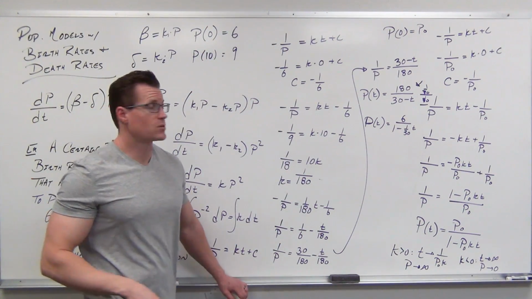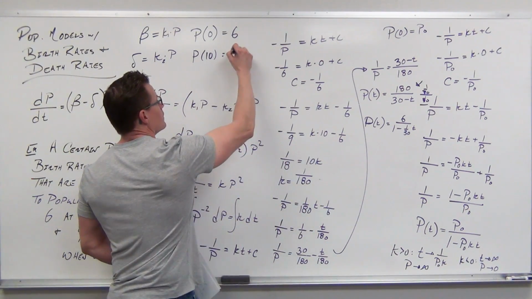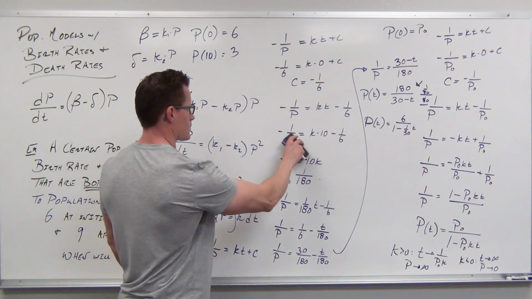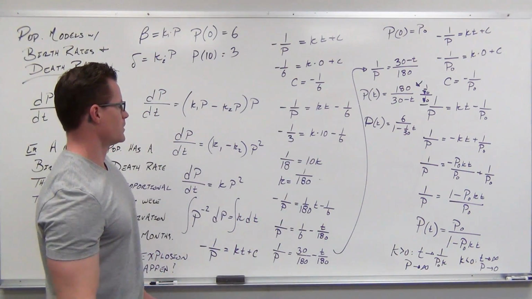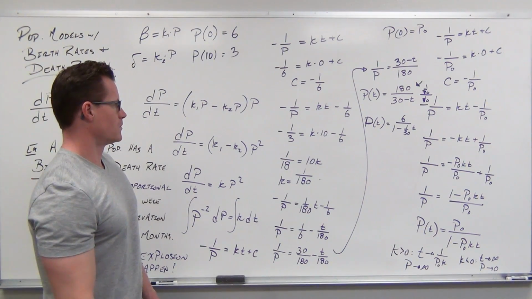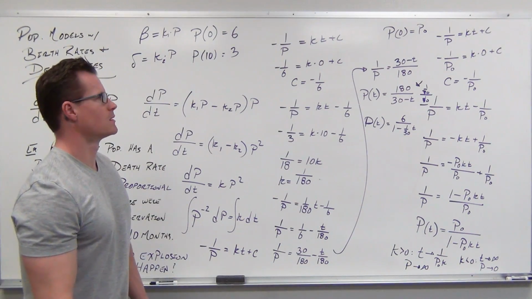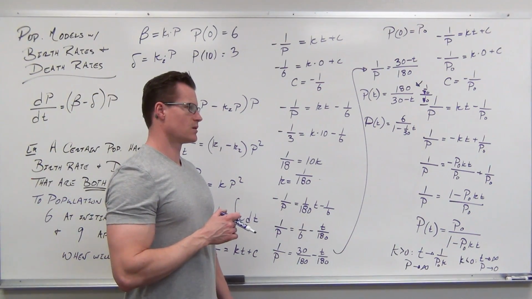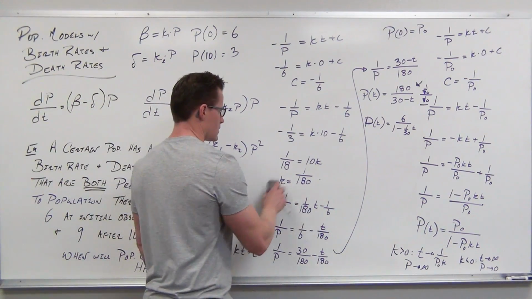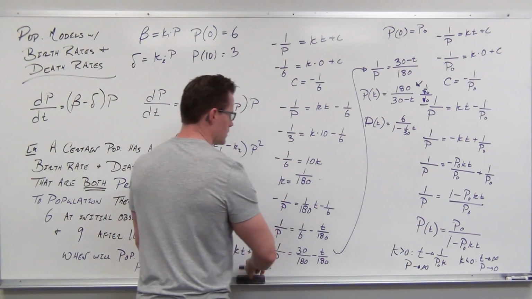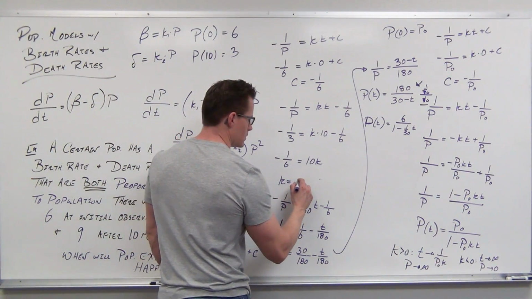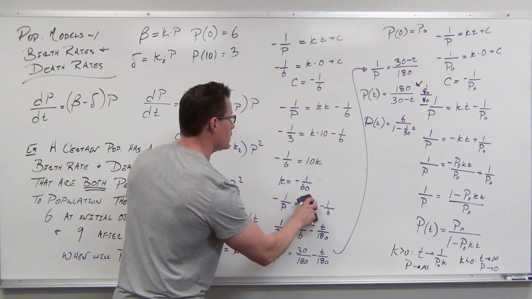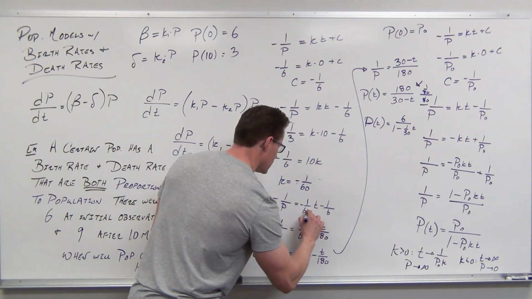Do one where your population is decreasing like this. Call that a 3. And see what happens. Just for fun. That'd be a 1/3 right there. Negative 1/3 plus 1/6. Negative 2/6 plus 1/6 is negative 1/6. Multiply by 10, you get k equals negative 1 over 60. And right there we see the negative k.